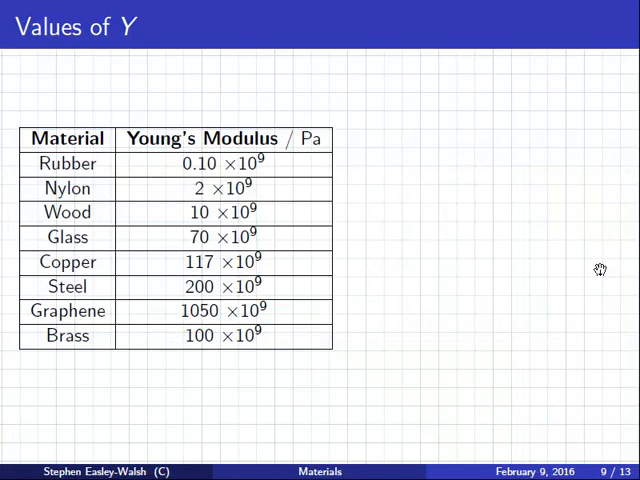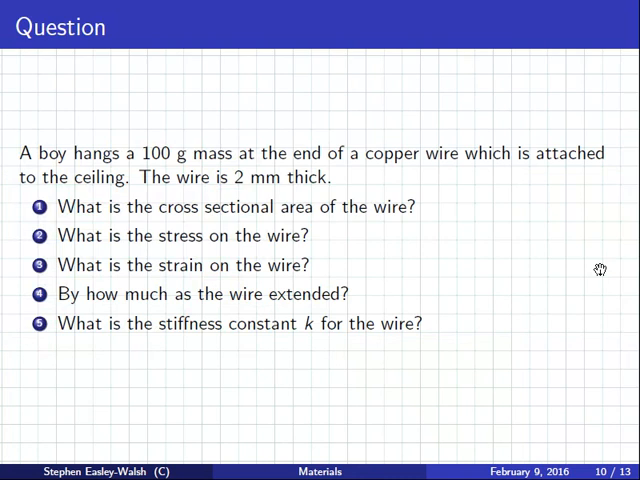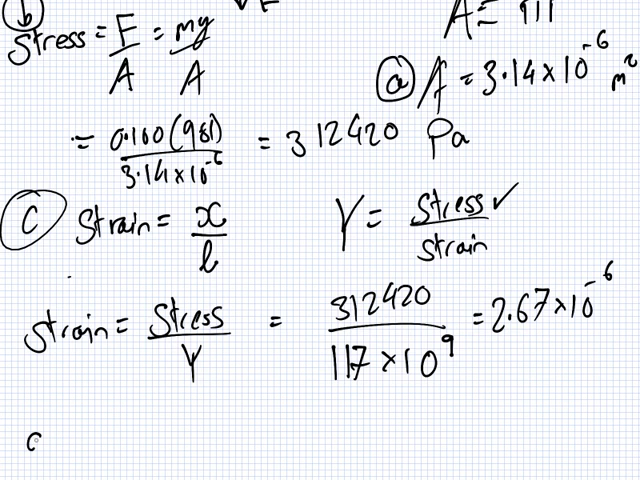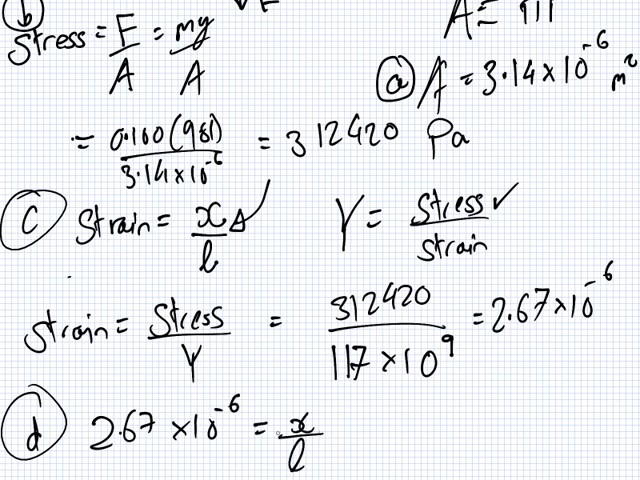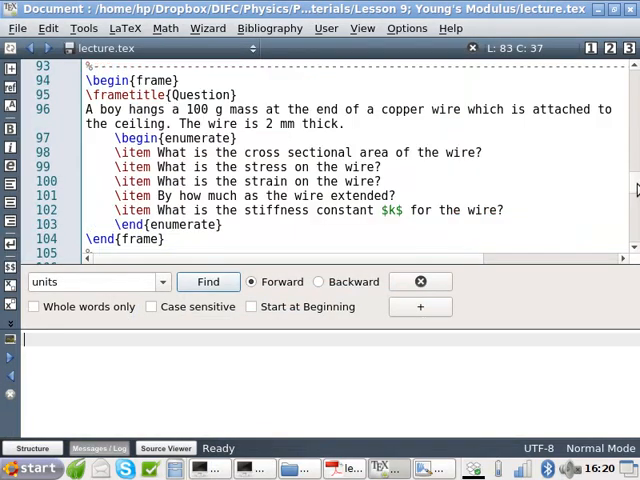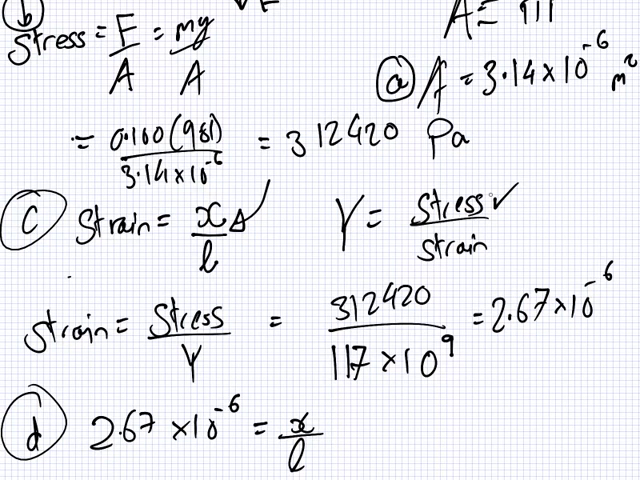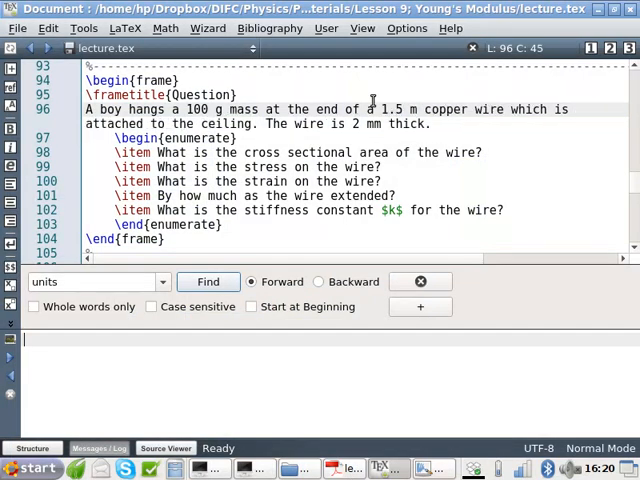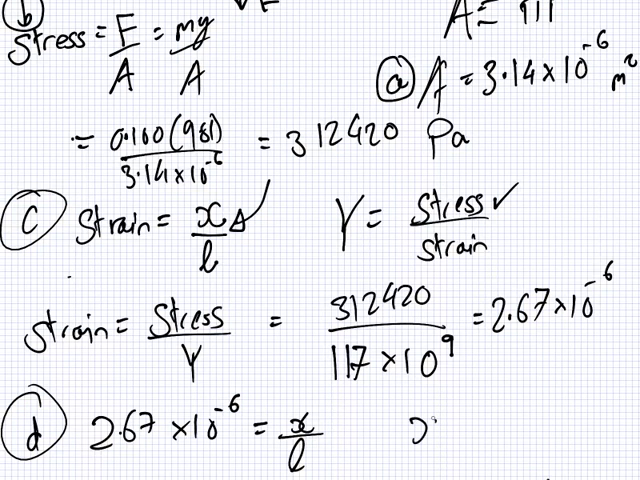Okay, D. By how much has the wire extended? So now I want to know the extension. So what formula should I use? Strain is equal to the extension over the natural length. You can use this formula now because you know what the strain is. But do you know what the L is? No, we don't know the natural length. I need to put that in the question. We'll just make it something stupid like 1 meter. So the L is 1. No, that's stupid, isn't it? We'll make it something more interesting, 1.5. So we get the X equals 2.67 times 10 to the minus 6 times L.